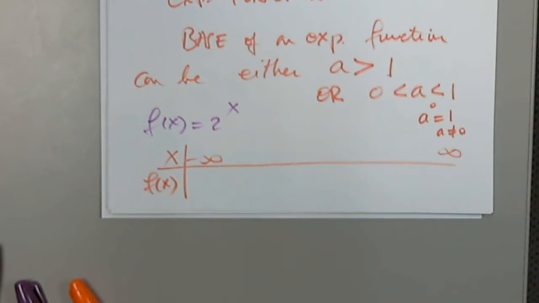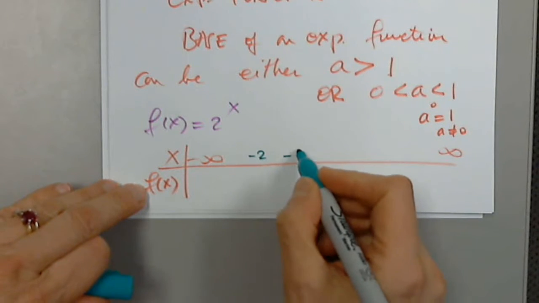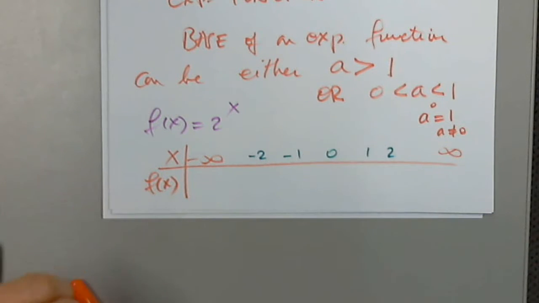So now let's pick some values. I'm going to pick -2, -1, 0, 1, and 2, because I want to see how the graph looks. Okay, so now let's plug in -2 in the function right here. Tell me how much is 2 raised to -2. One over 2 squared. Yes, 1 over 4.